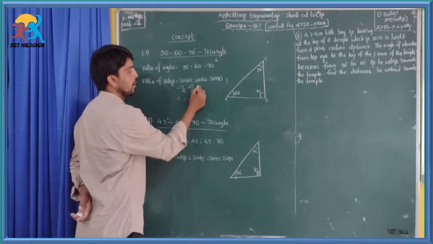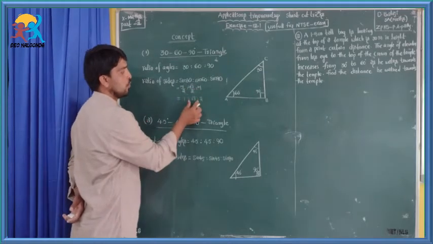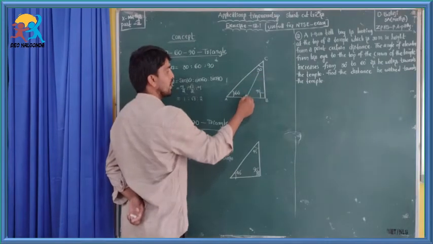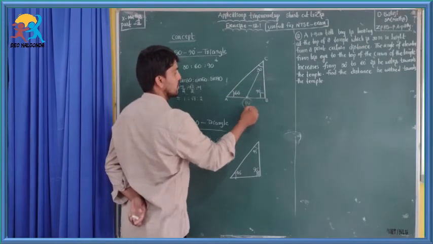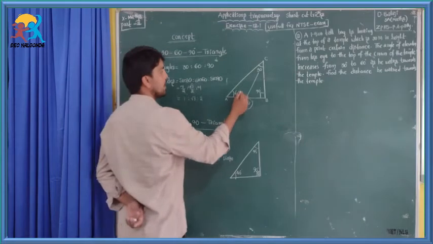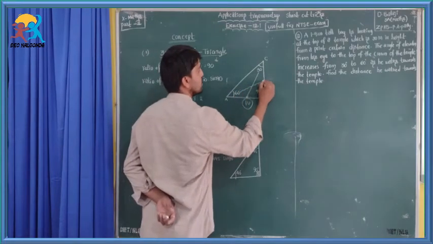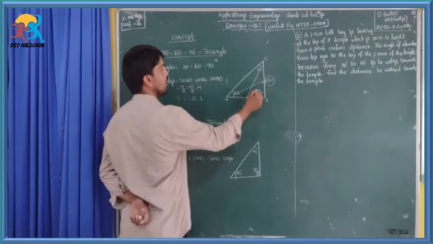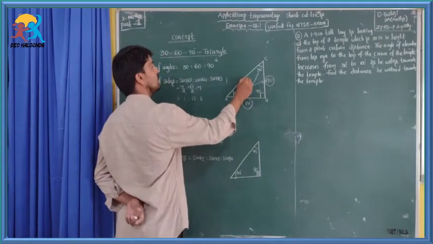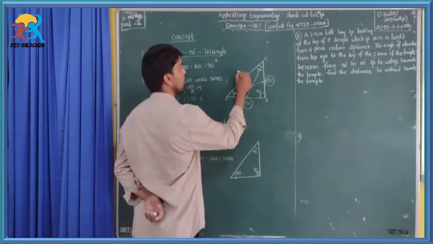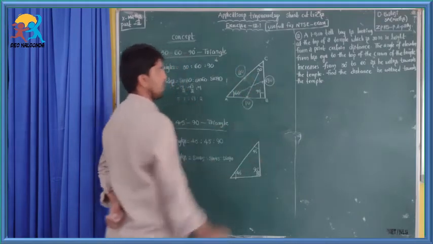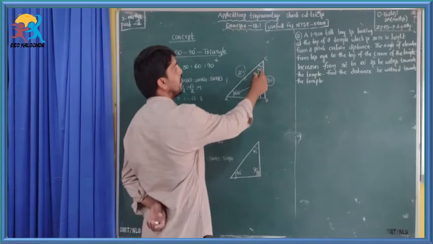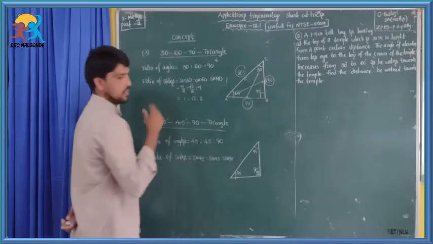Multiplying 2 to each term of the ratio, we get 1 is to root 3 is to 2. So, the 30 degree opposite side ratio is 1 unit, the 60 degree opposite side ratio is root 3 units, and that of the 90 degree opposite side is 2 units. So these are the ratio of sides when the angles are 30, 60, 90.